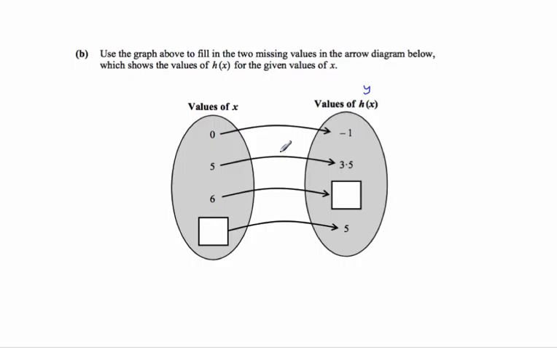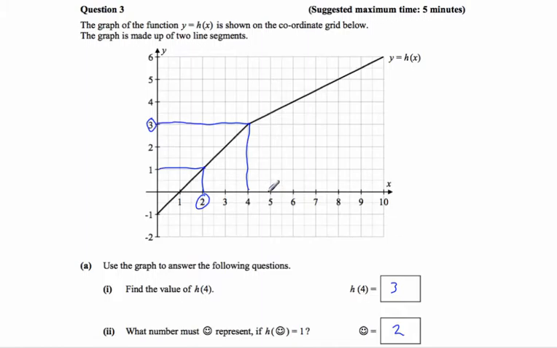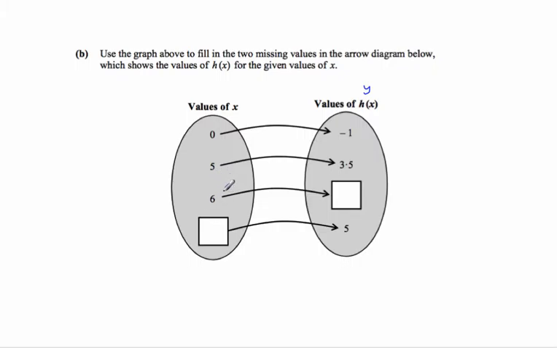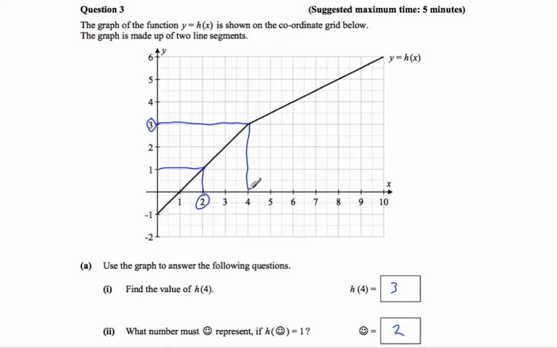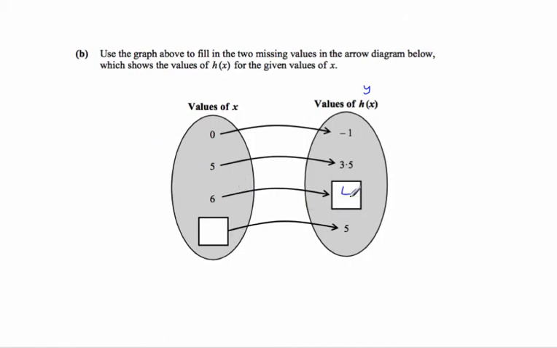5 on the x-axis gives us 3.5 on the y-axis. Let's just check that. 5 on the x-axis, if we go up, we hit our graph, we go across, gives us 3.5 on the y-axis. So we're just checking those. That's information that's given. Okay, so if we have 6 on the x-axis, we want to know where does that bring us on the y-axis. So 6 on the x-axis, go up and we hit our function, and we go across then, and it brings us to the number 4. So 6 on the x-axis gives us 4 on the y-axis.